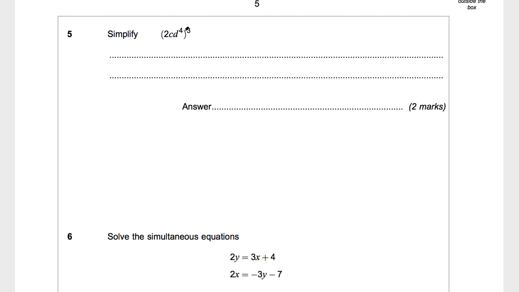Simplify this expression. I'm basically just going to cube everything in the expression. So 2 cubed is 8, c cubed is c cubed, d to the power of 4 cubed, power law, so 4 times 3 is 12, d to the power of 12. You could also write this out as this expression times by itself 3 times.